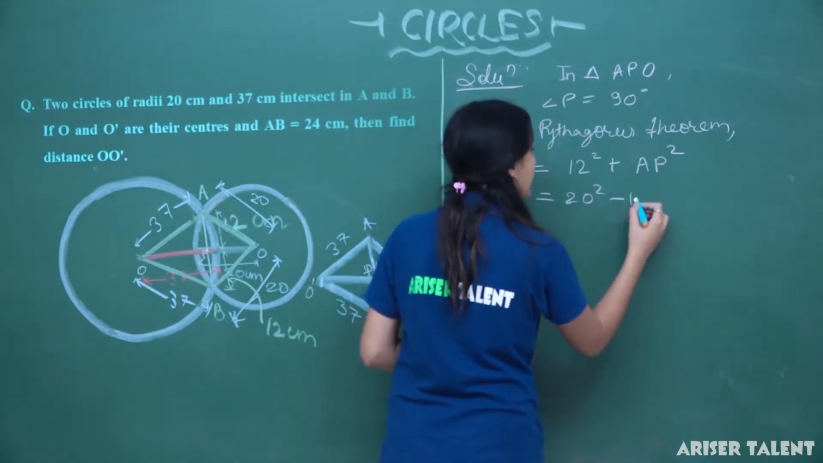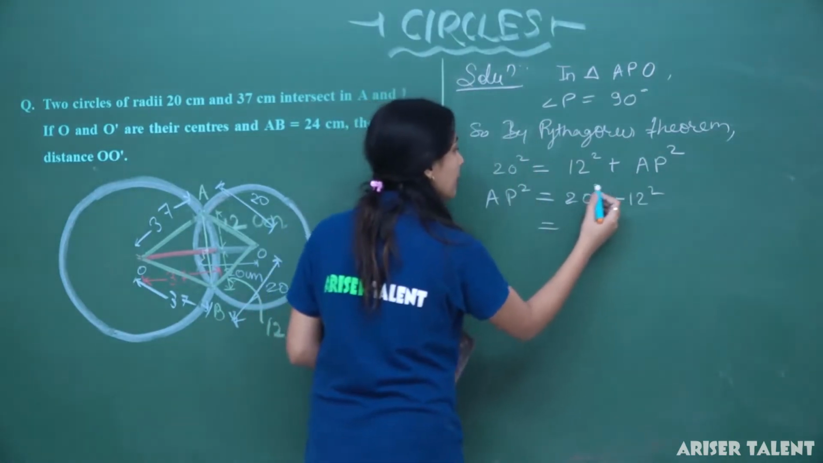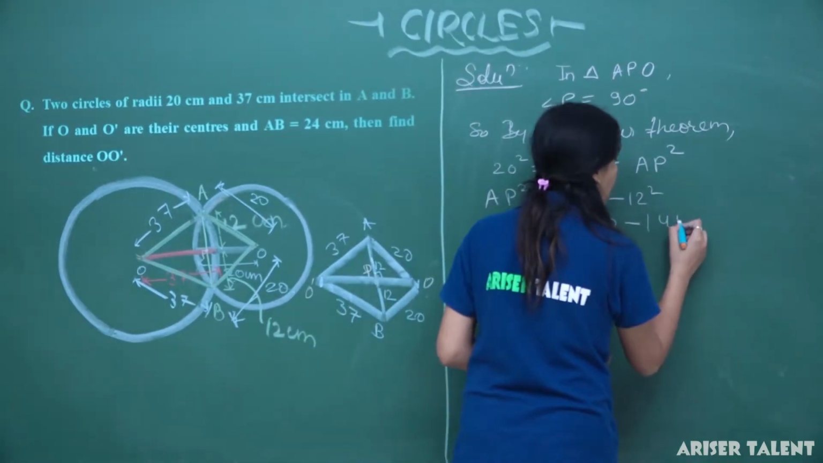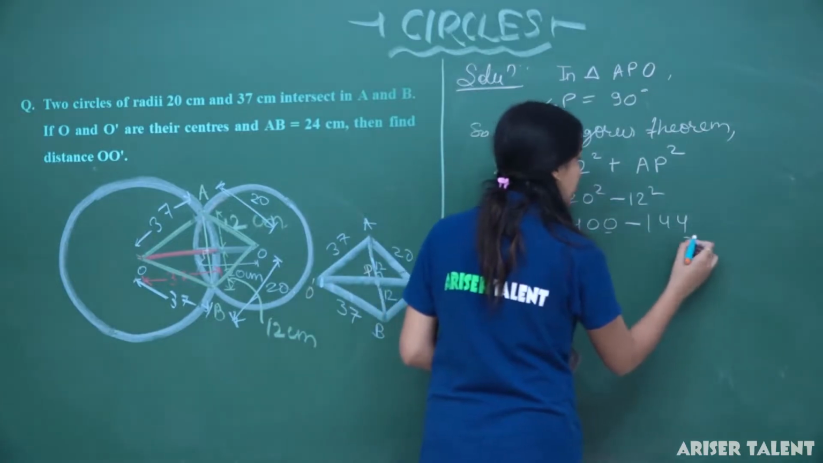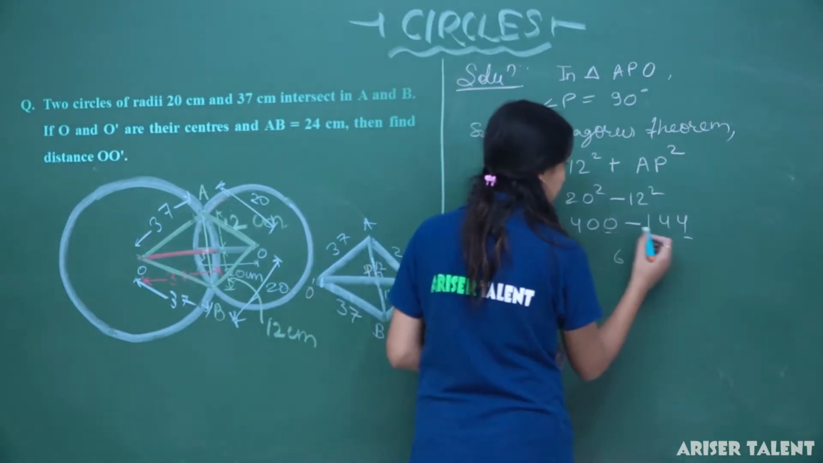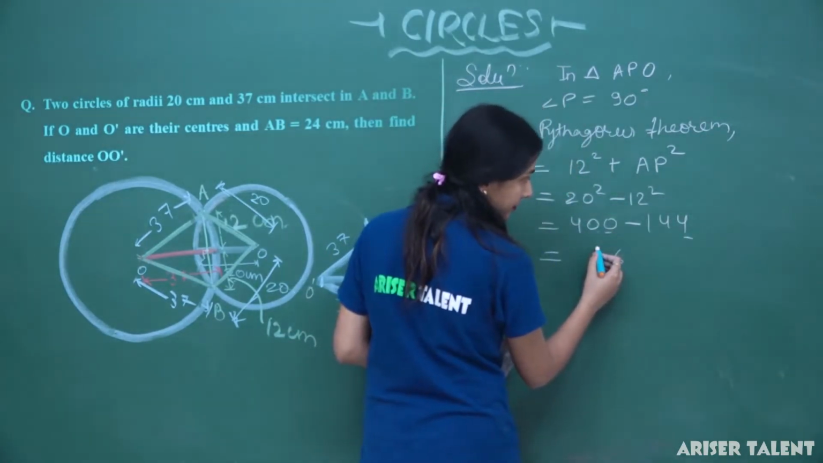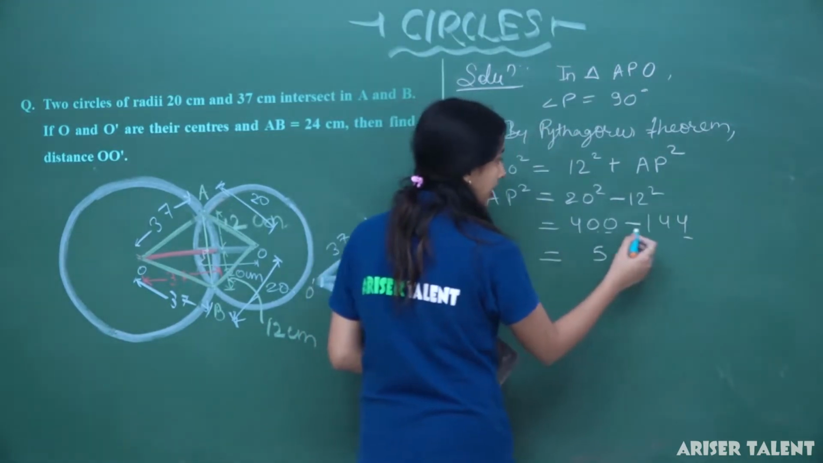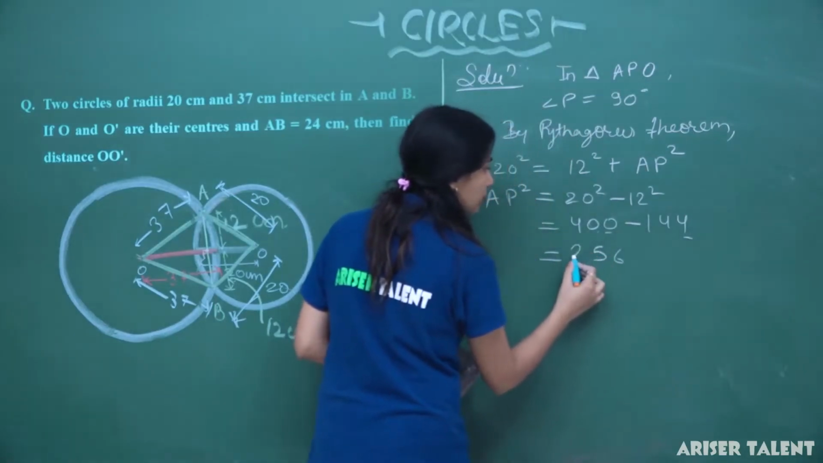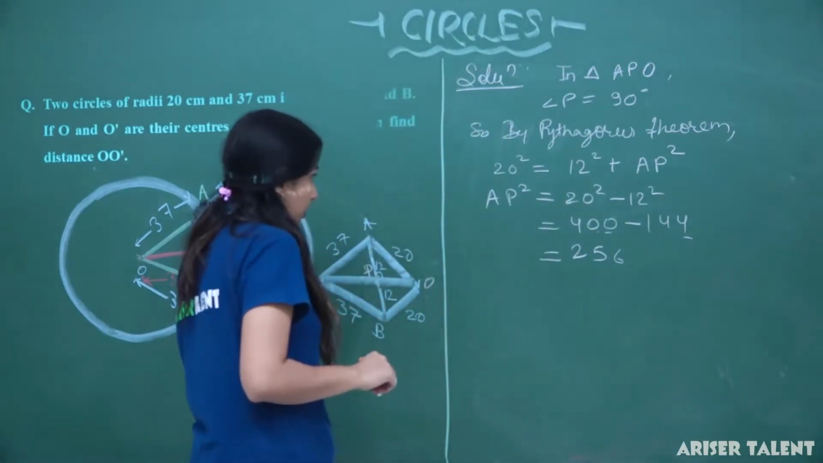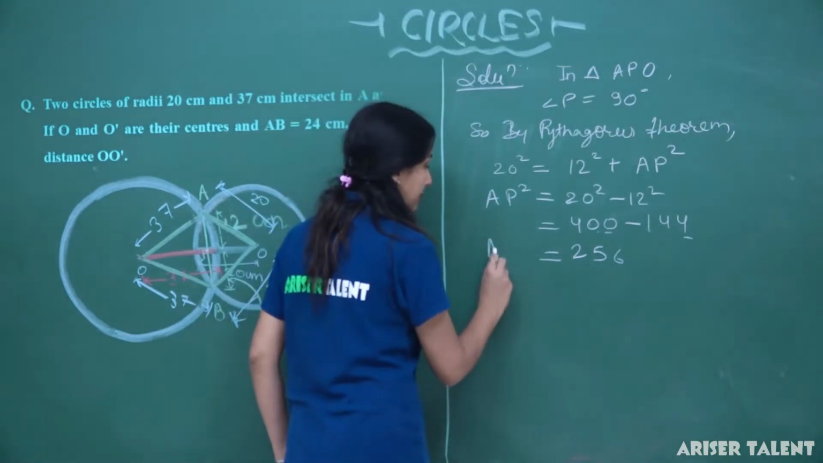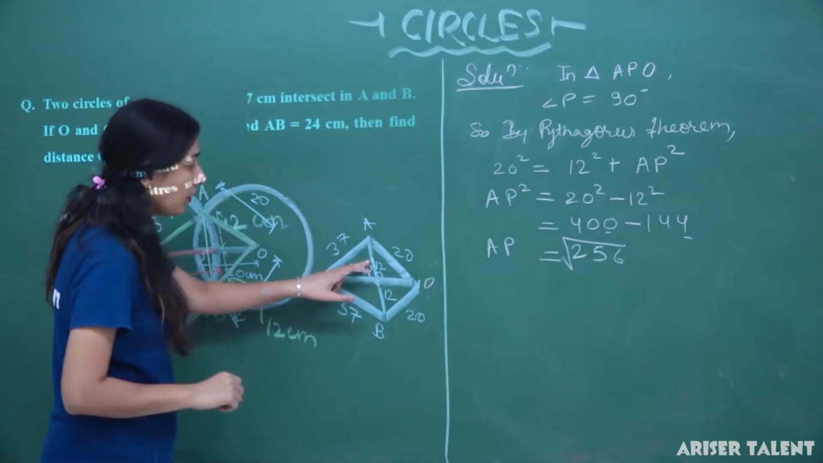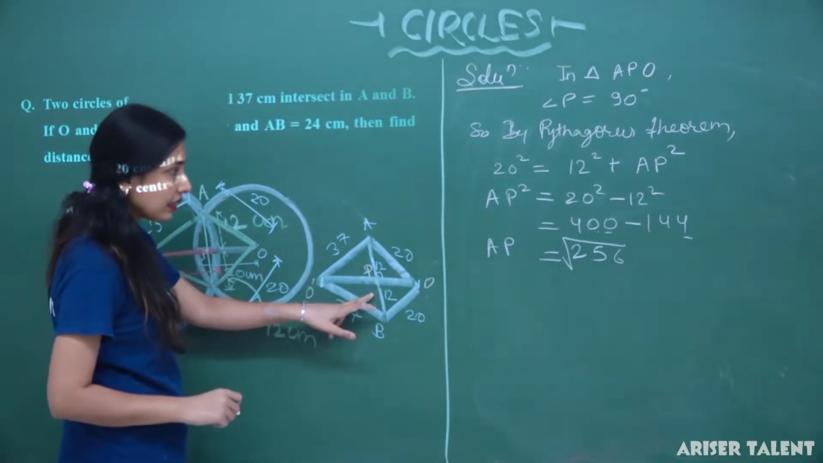So this AP square will be equal to 20 square minus 12 square. Here we got 400 minus 144. So what will I get? 6 from here and 5 from here and 2 from here. Okay. Now I am having AP equals to root 256. Now here again I am having this.